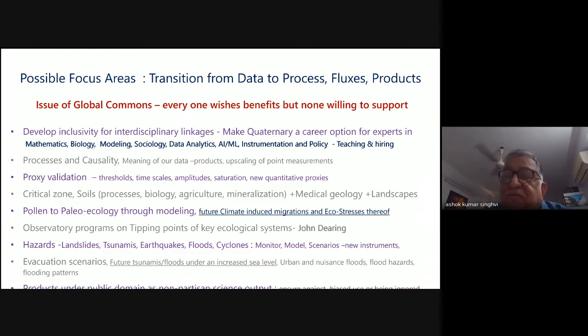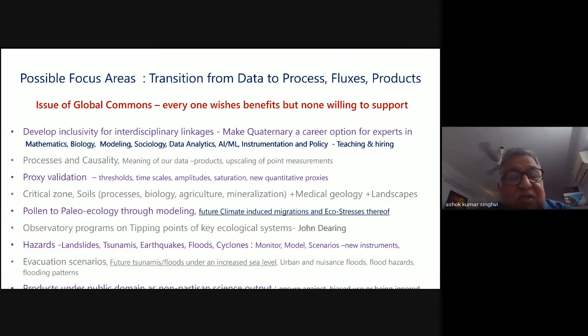Proxies are used very well, but at the same time, very little work has been done on thresholds, time scales, amplitude, and saturation of proxies in response. And can we develop new quantitative proxies? Again, there could be a lecture on this, but I would like you to think about how we assume that my proxies are responding to change in a linear manner. And if the change continues, will my response be linear in my proxy or otherwise? We don't know. We need to have a focus on the critical zone, on soils, of course, medical geology and landscape.